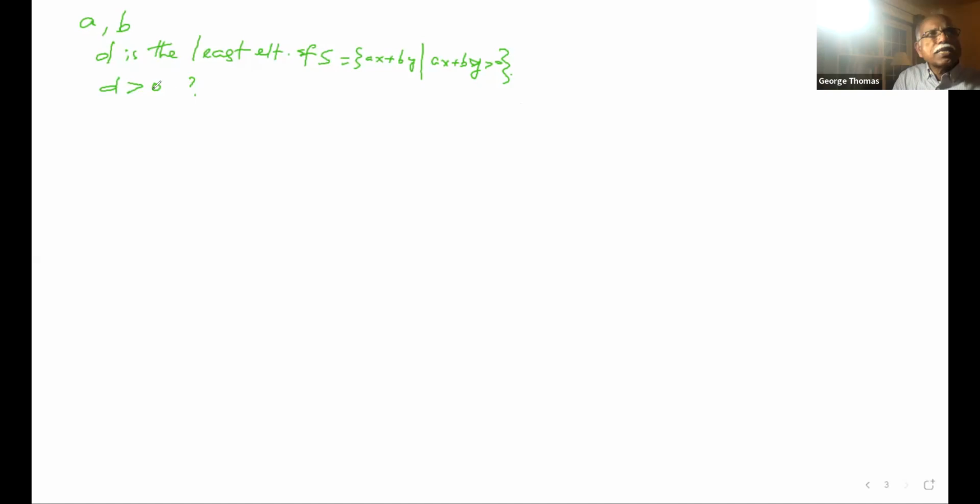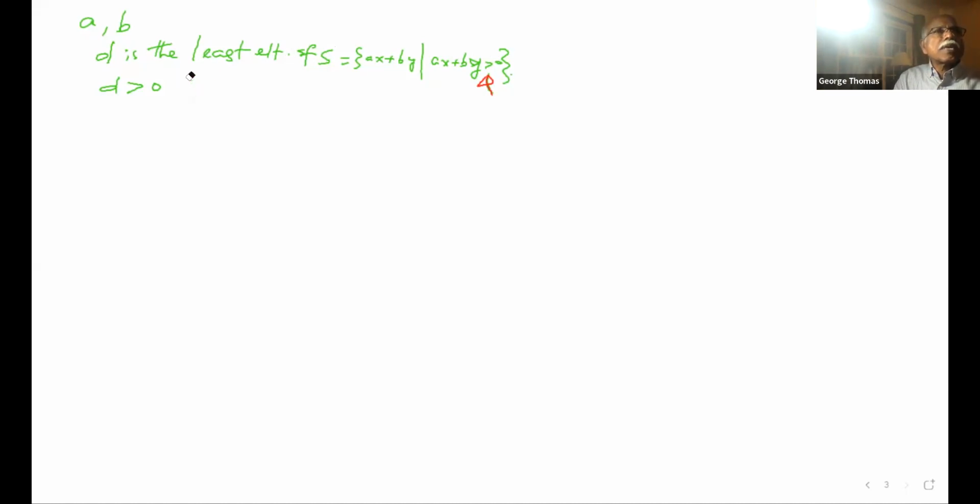Who can answer why D is bigger than 0? Sir, because D is the least element of the set S. Though D is the least element, it is an element of set S, and we have defined the elements of set S to be greater than 0. So D should also be greater than 0. Every element of S is of this form, and D is one of them, although it is the smallest. Therefore, D is bigger than 0.